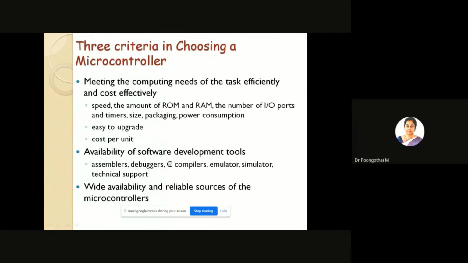And next one, availability of software in terms of assembler, debugger, or integrated development environment, emulators and simulator. And the third important thing is wide availability and reliable sources of microcontroller. See, in case of 8051, it has the largest number of suppliers. For example, Intel, Atmel, Philips, AMD. These are the manufacturers of microcontrollers. So we have to check whether it is available widely or not. So these 3 criteria have to be considered for choosing your microcontroller.